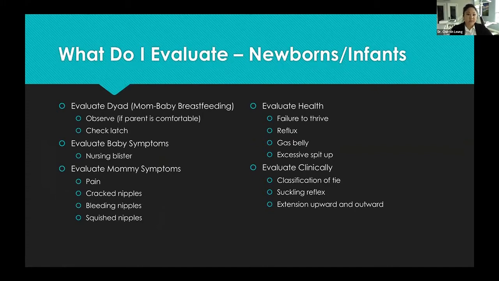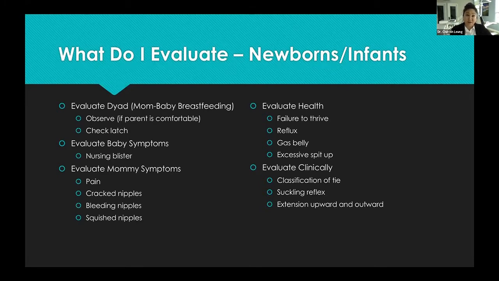So when you're seeing newborns and infants, what I like to do when they come into clinic is evaluate the diet, or the mom and the baby breastfeeding, if you're able to. If the parent is comfortable and they're able to show you how the child latches, definitely have them do that. It can give you a lot of information, and then you can evaluate how the baby is and how the mom's doing. You want to evaluate the baby symptoms. Do they have a little nursing blister, which I'll show you later, but basically that's a little white callus that you see on the lip up there, indicative of some issues with the latch.